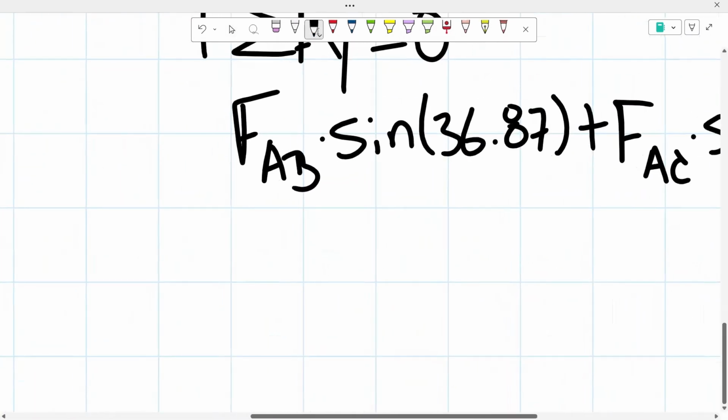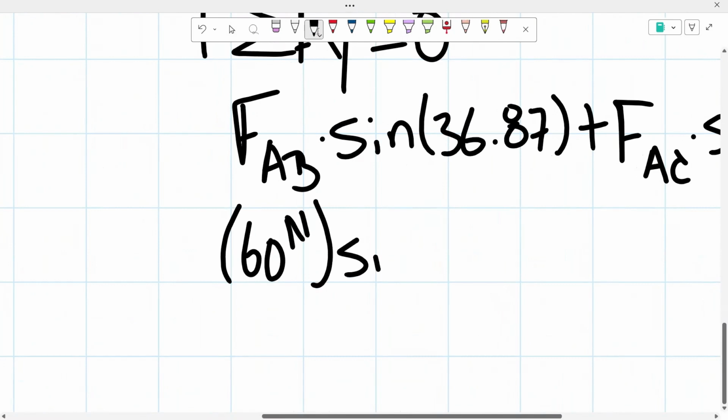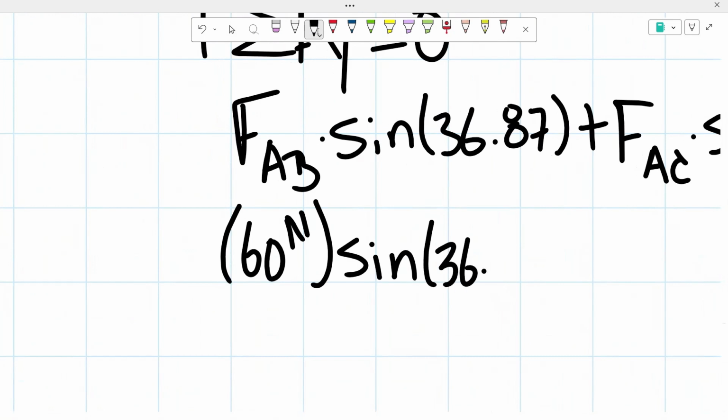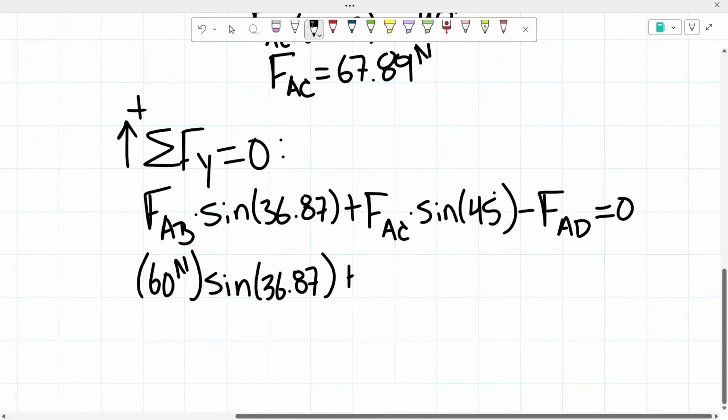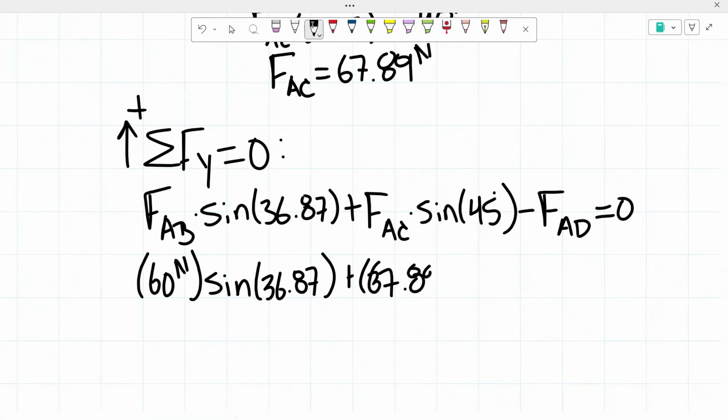Now that we have that, we can start plugging in our forces. We know that this came out to being 60 newtons times sine of 36.87, plus we found the force of AC, which is equal to 67.89, so that will times sine of 45 degrees. And then we could already move the force of AD to the other side, so we know that that is equal to the force of AD.